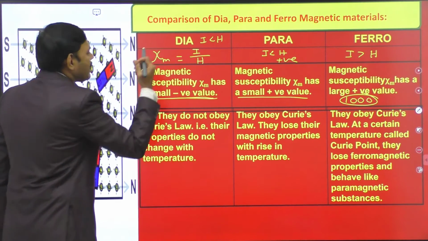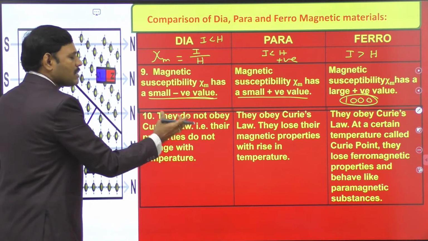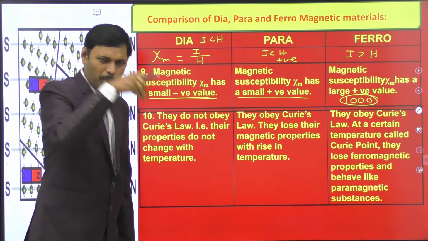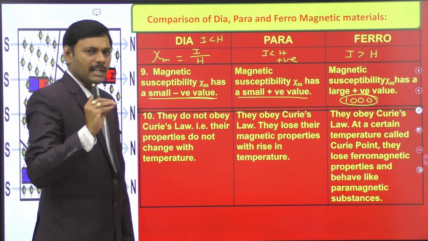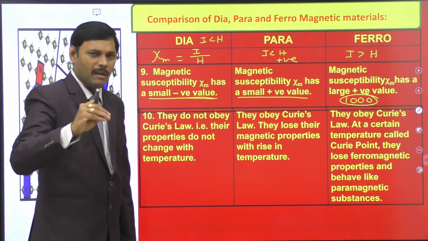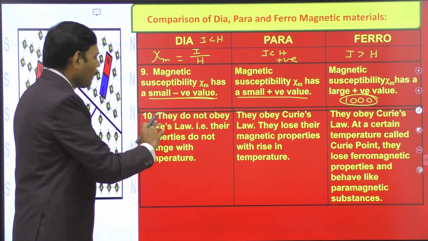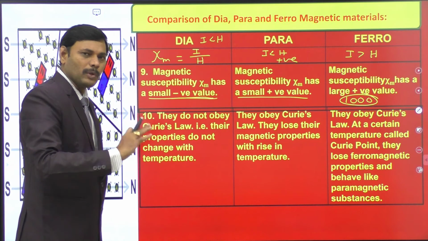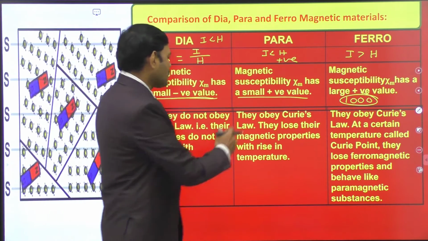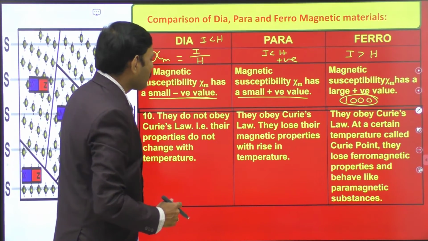Here, diamagnetic substances have their diamagnetic property almost unaltered; they are feebly repelled by the magnet, which induces a partial magnetic moment opposite to the applied magnetic field. That is the diamagnetic property, and it does not depend upon temperature. It remains diamagnetic at any temperature. So diamagnetic substances do not obey Curie's law, which explains a relation between susceptibility and temperature. Whereas paramagnetic substances obey Curie's law; they lose their magnetic property with rise in temperature.